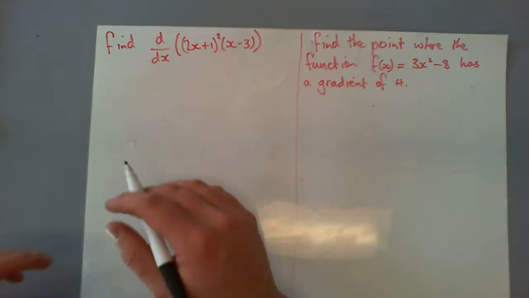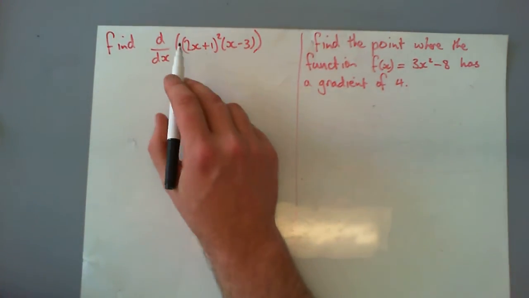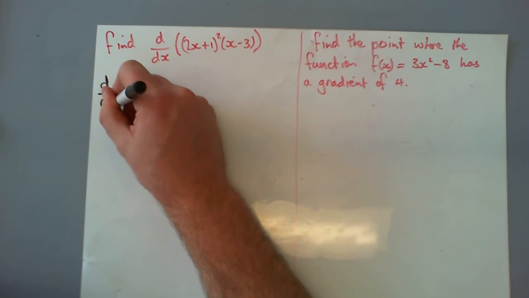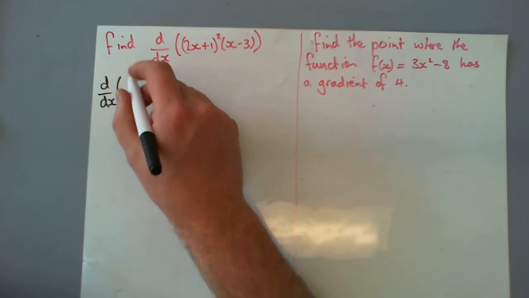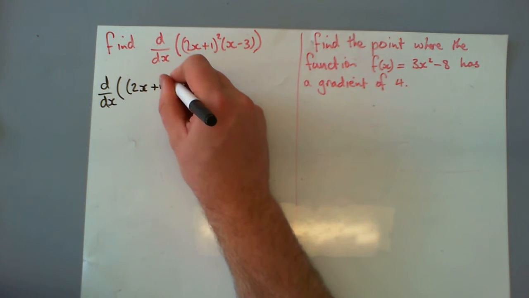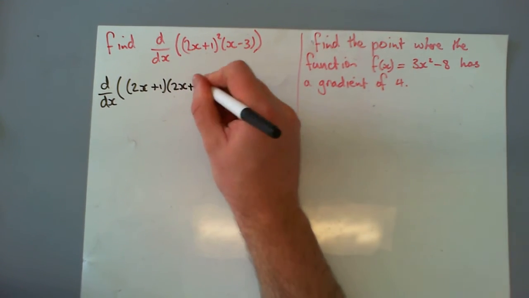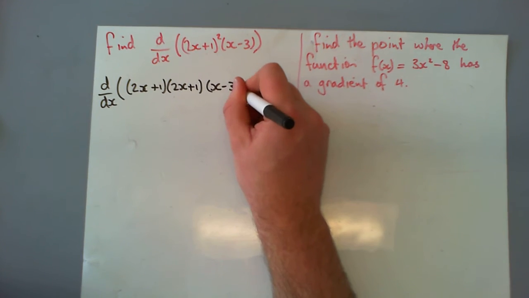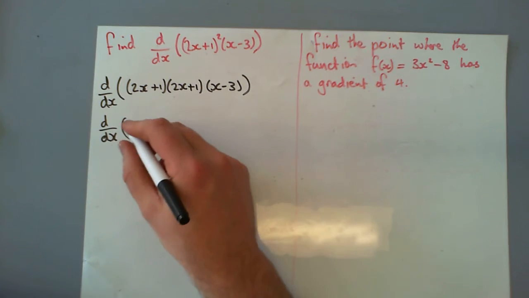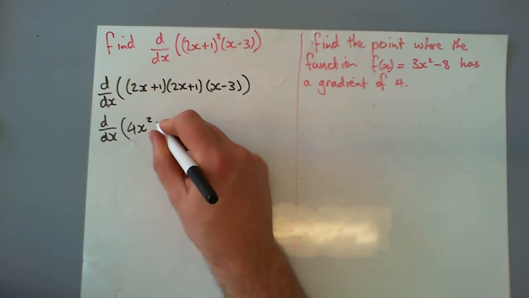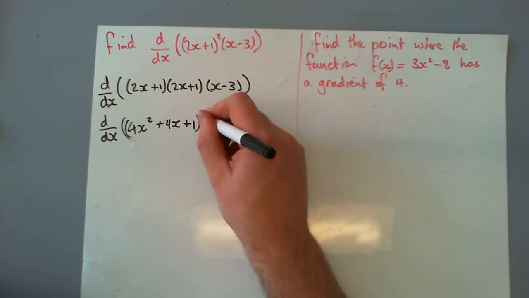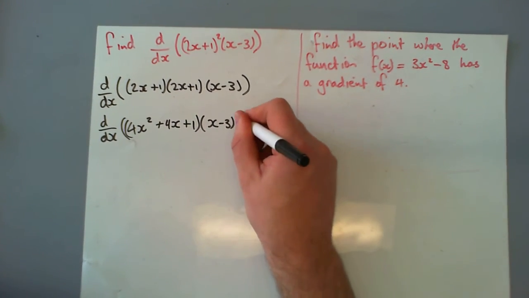Okay, so how do we do it? Well, what we need to do is we need to expand this out. So we'd say I've got 2x plus 1 times 2x plus 1 times x take 3. Okay, so we need to keep working on expanding this out. So we're going to have 4x squared plus 4x plus 1 times x take 3.